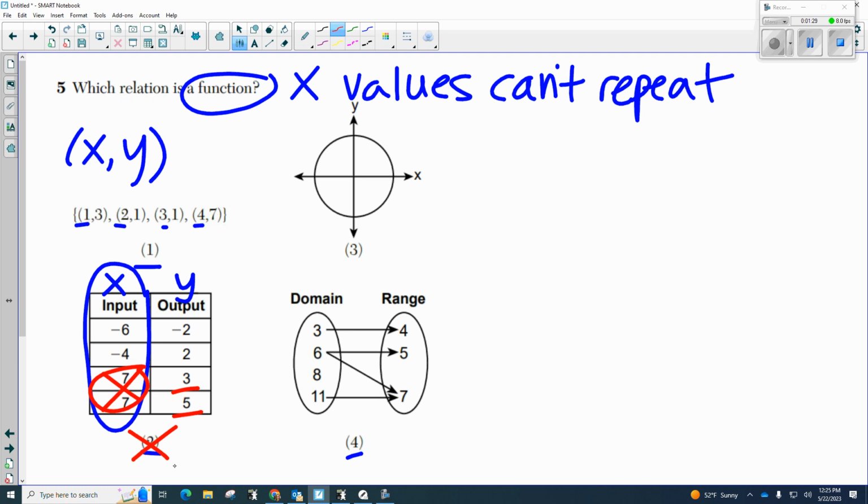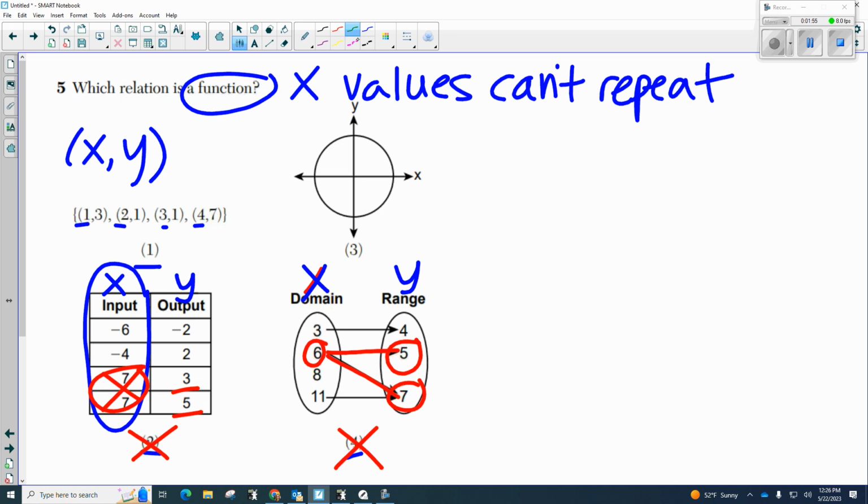Number 4, if we take a look, a domain is just another way to say the x values, and the range is another word for the y values, okay? So if you look here, we see that the 6 has 2 different arrows going to 2 different y values, so it's not a function.